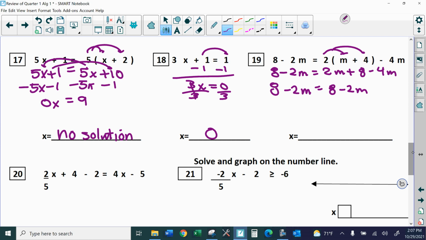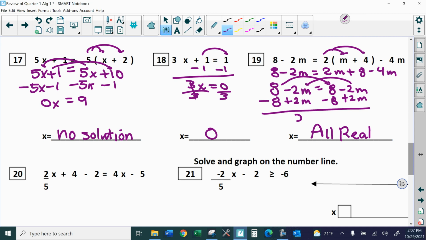I can stop right there. The answer is all real. Whenever we get the exact same thing on both sides. I can see that also because if I add the 2m across, which means the m's going to the left, the constant's going to the right, -8, -8, I get 0m equals 0. 0 times what gives me 0? Every number possible. That's why it's all real.